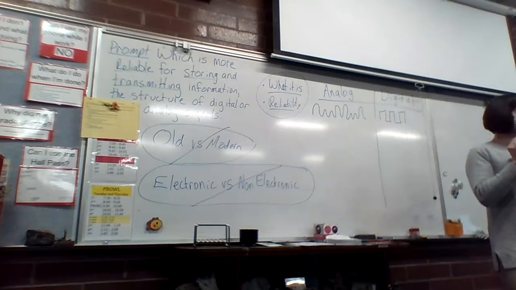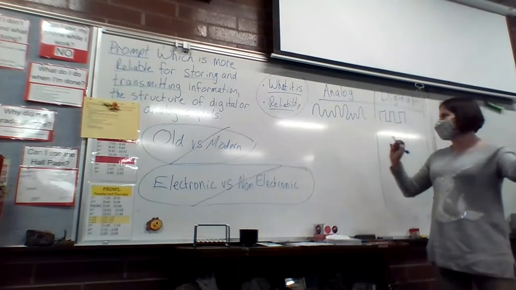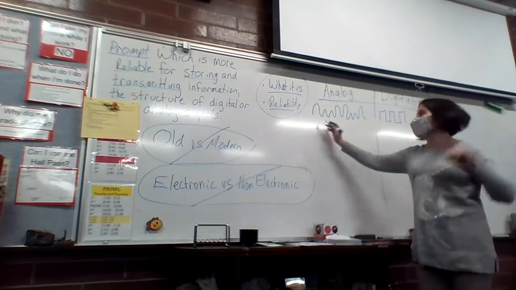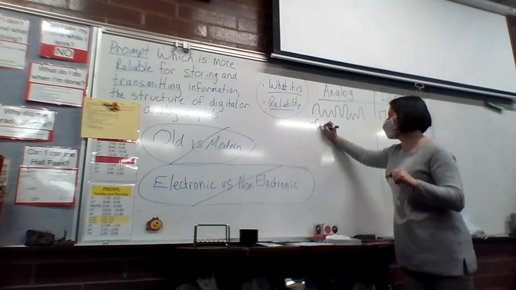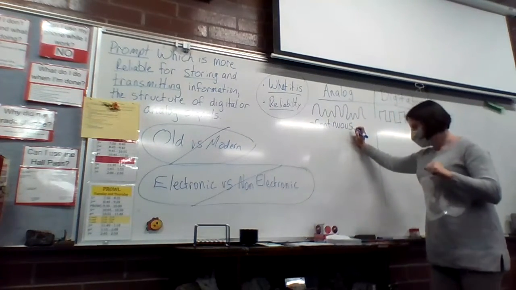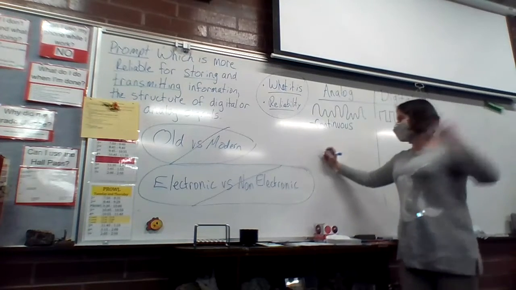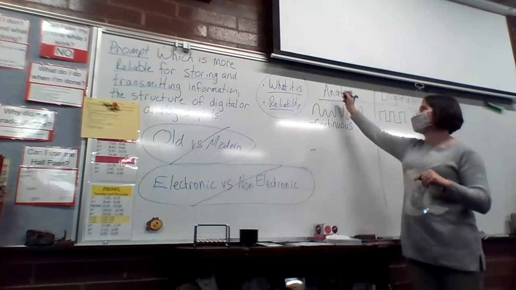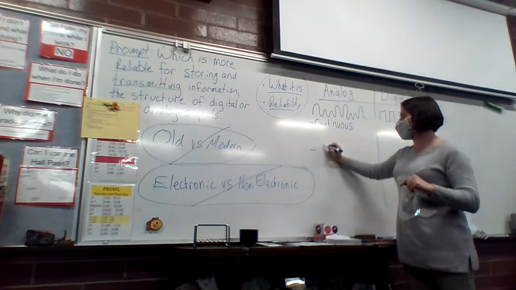So I'm going to give him just a minute to look for that. But he did hit something important: analog is continuous. It's distortion and noise. Okay, so that distortion. Analog is highly affected and easily distorted.